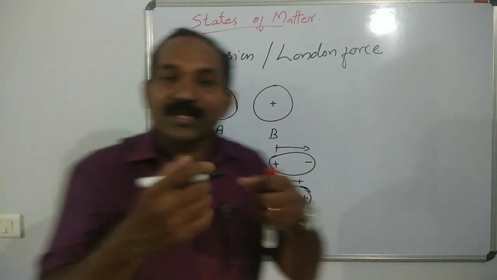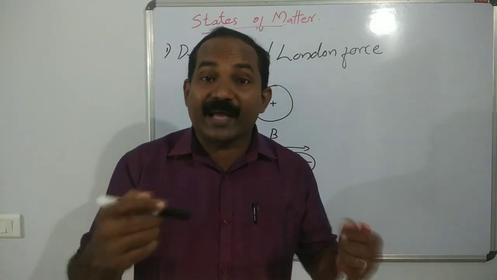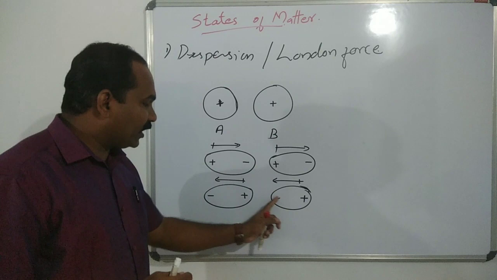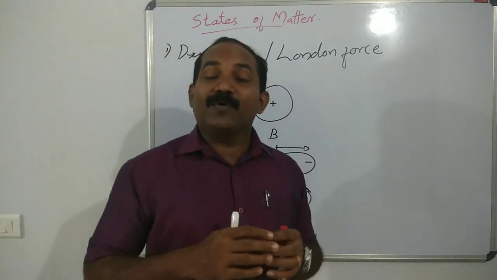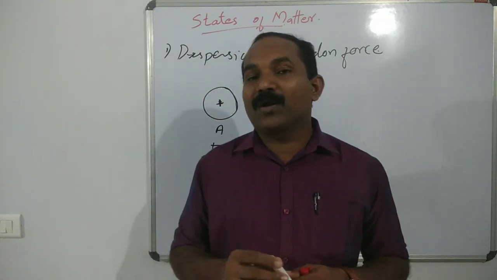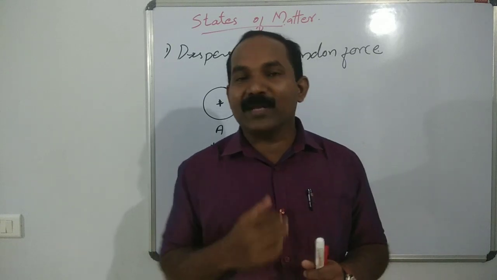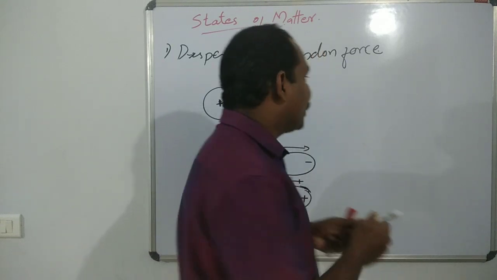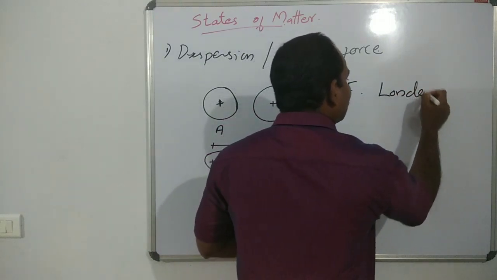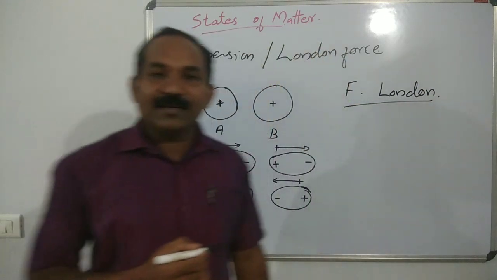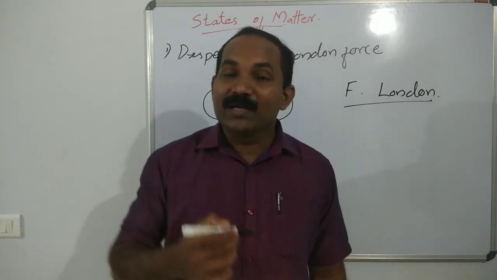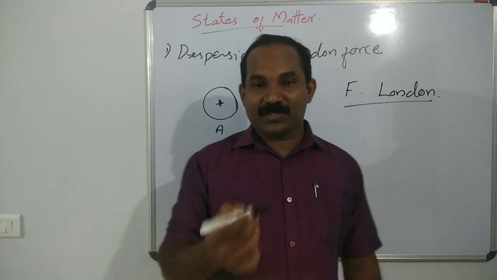So now the atoms are attracted. They interact. There is an attractive force between the positive and negative. Here negative and positive. And this type of intermolecular force is called dispersion force or London force. Are you clear? This force is called dispersion force or London force. Fritz London proposed this type of attractive force, and that's why it is called London force or dispersion force.